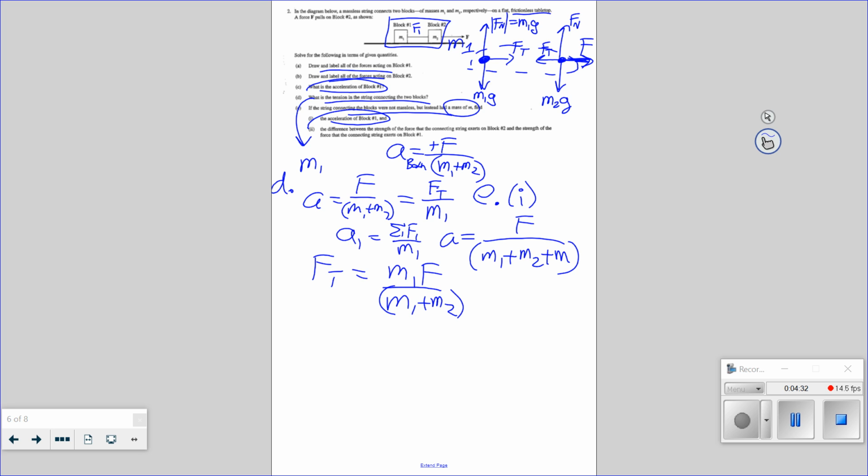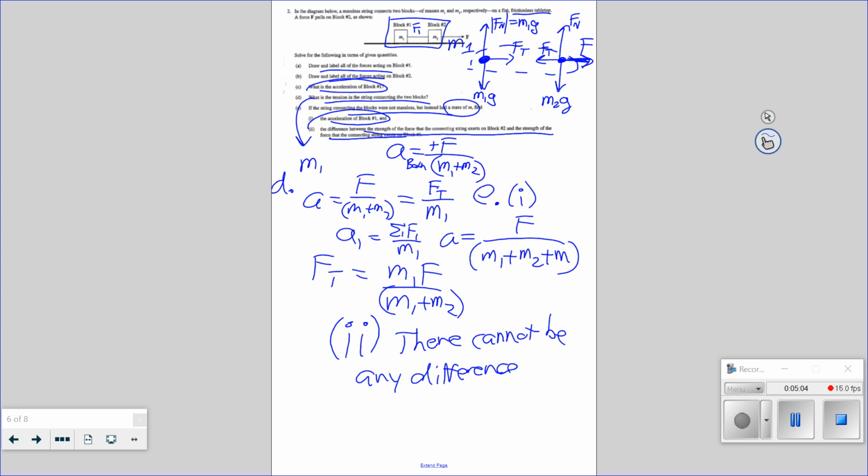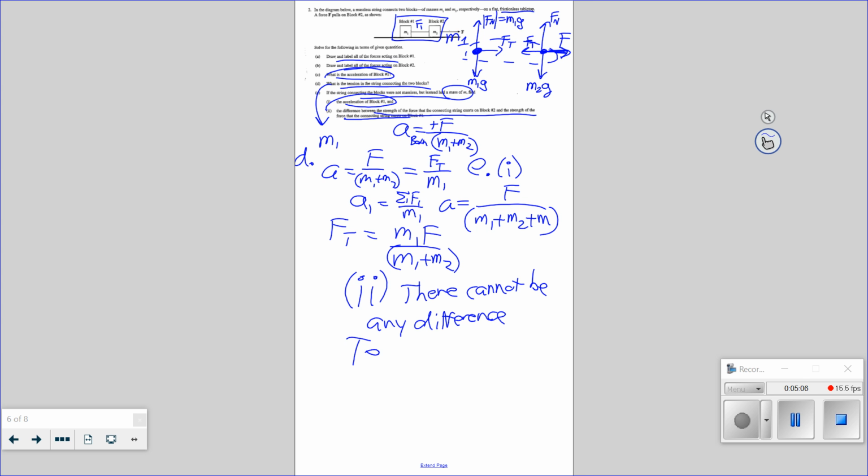There can't be any difference between the strength of the force connecting this string and the strength of the force. Tension is the same throughout an object. That's what tension is.